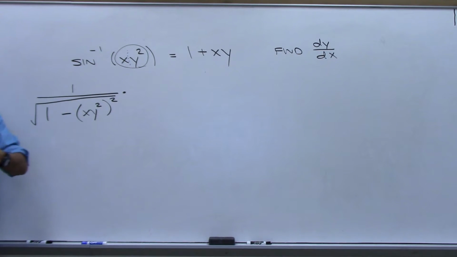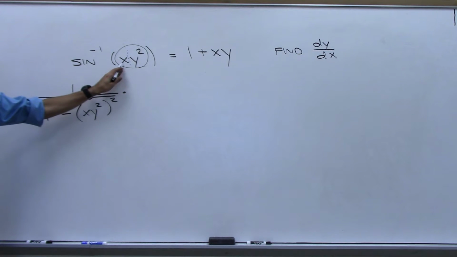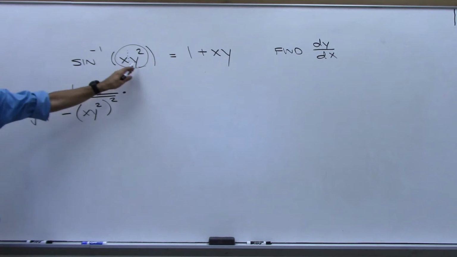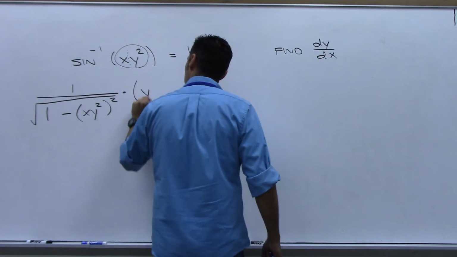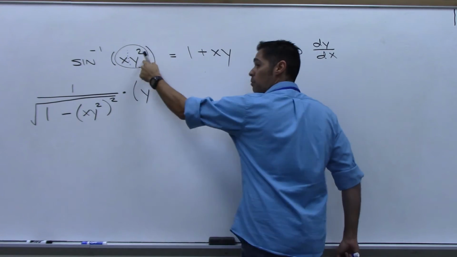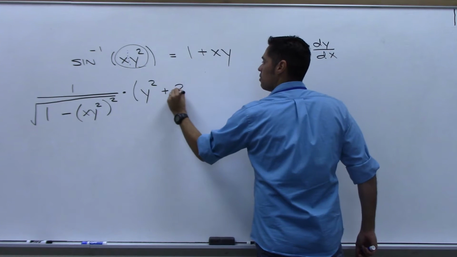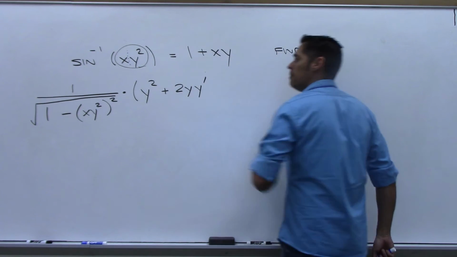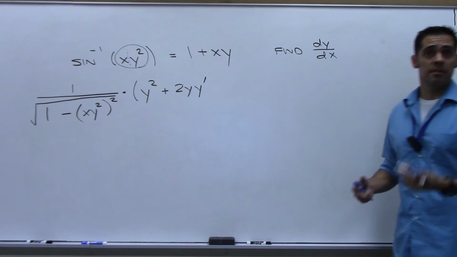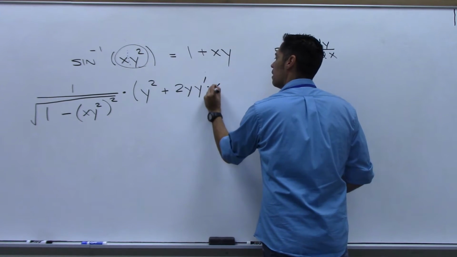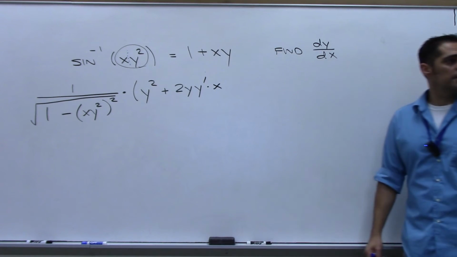Always keep in mind that the derivative of x is 1, and the derivative of y is y prime. So the derivative of x, 1, times y squared, plus the derivative of y squared, which is 2y y prime, times x. That finishes off the product rule, doesn't it?